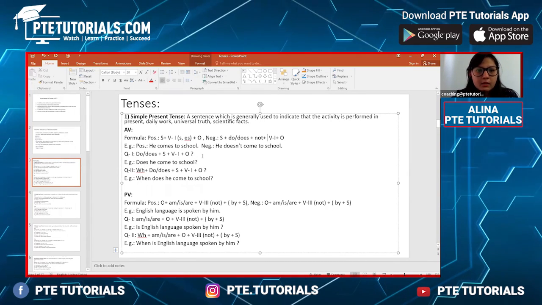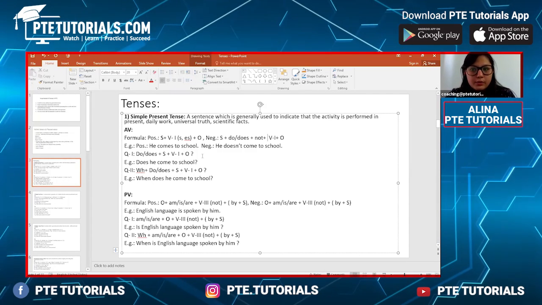So simple present tense is simply the activity which is performed right now in the present. I come to school, I go to office, I work daily. These are my simple present tense. Now the passive voice of the same. Passive voice is the one which doesn't have the subject. So looking from the perspective of simple present tense in passive voice, the sentence will be in the form of, first of all, object will come.